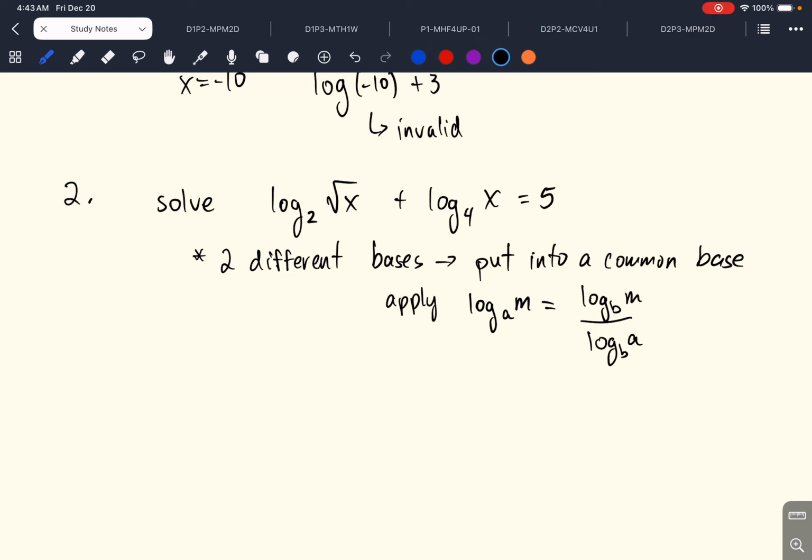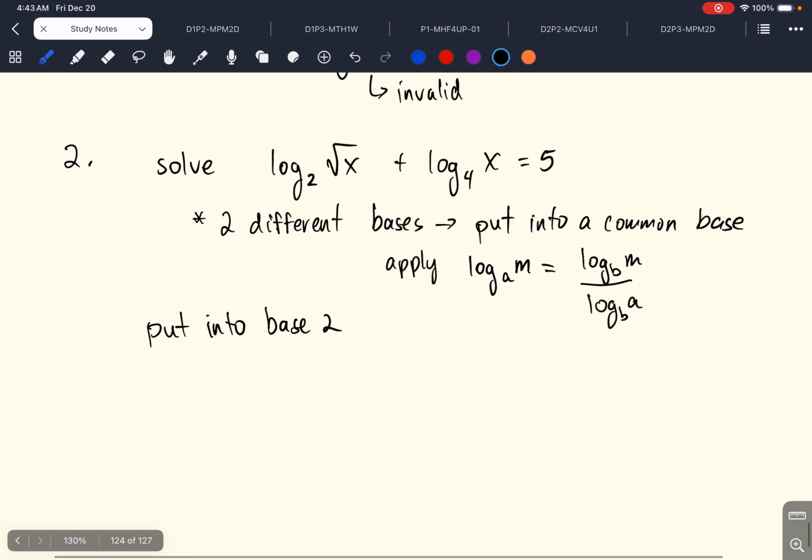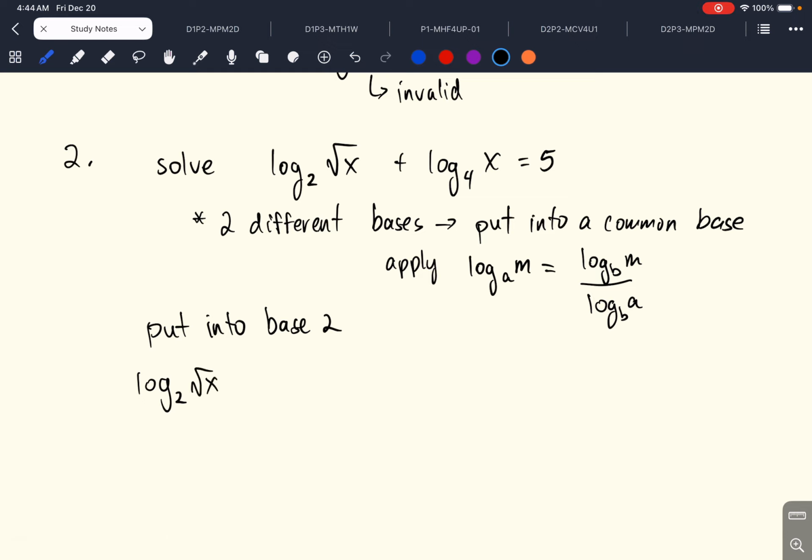Okay, so let's put everything into base 2. If I do that, I'm going to have here log of base 2 of root x. And my log of base 4 of x becomes log of the new base 2 of x divided by log of base 2 of the old base 4. And that equals 5 on the right side.